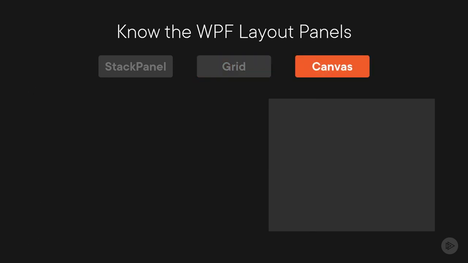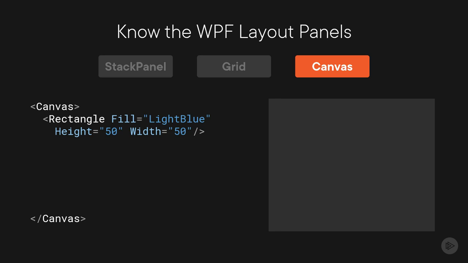Now let's also look at the canvas. The canvas is used to position elements absolutely. Let's create here a canvas that contains a light blue rectangle with a height and a width of 50. The canvas positions this rectangle in the top left corner. On the rectangle, you can set the attached property canvas.left to 50 to move the rectangle 50 pixels away from the left side of the canvas. You can also set the attached property canvas.top to, for example, 100 to move the rectangle 100 pixels down from the top.